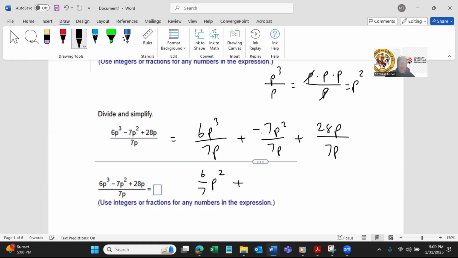And then plus, we have a negative 7 over 7, which is a negative 1. We have p squared over p. Let's go to the side and do this one. P squared is p times p, and that's all over 1p. The top p cancels out with the bottom p, leaving us with just a p at the top. And so p squared divided by p is p. So that's negative 1p, plus we have 28 over 7, which is 4.